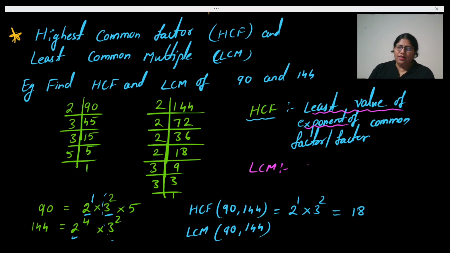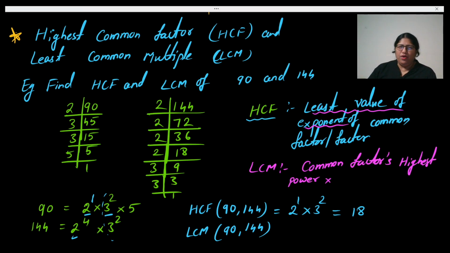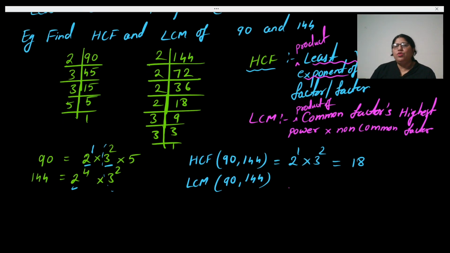So first you check the common factors with the highest power or exponent, then multiply, because you need to take the product. Here also I take the product of the common factors with the highest exponent, times the non-common factors also, because if there is any factor which is in only one number, you also have to consider that.